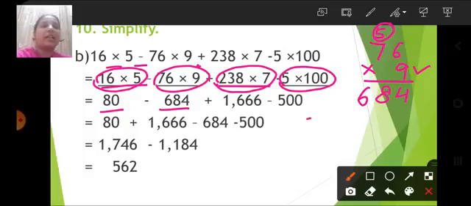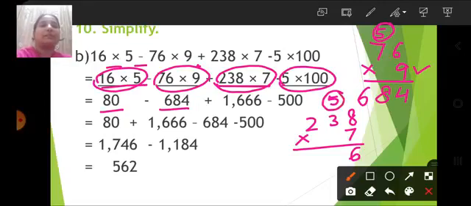Then 238 multiplied by 7. That also we will multiply. So 8 7s are 56. So 6 we will write here, 5 will be carried over. Now 7 3s are 21 plus 5 added is 26. So 6 we will write here and 2 again will be carried over. Now 7 2s are 14 and 2 added is 16. So we will get 1666 here, and 5 100s are 500 here.